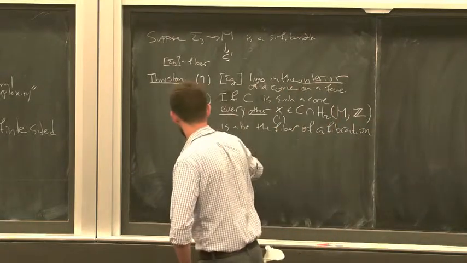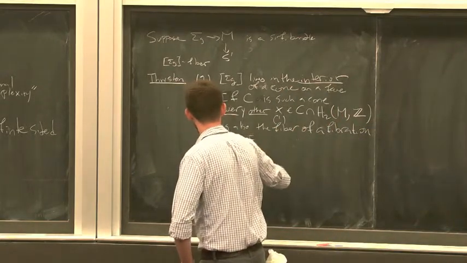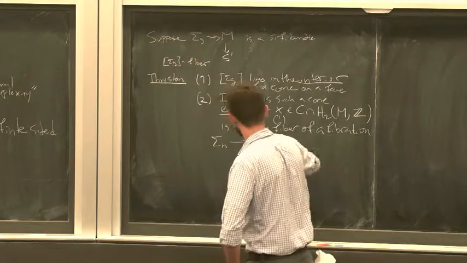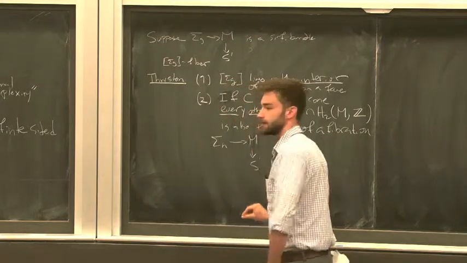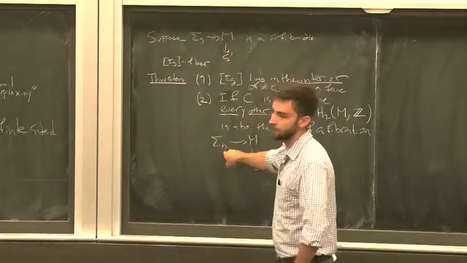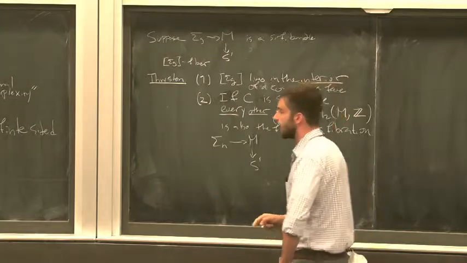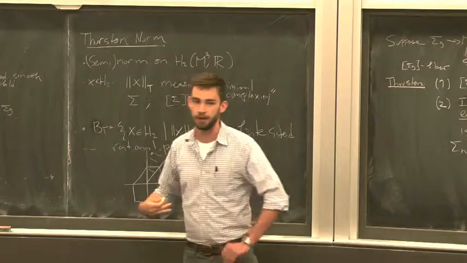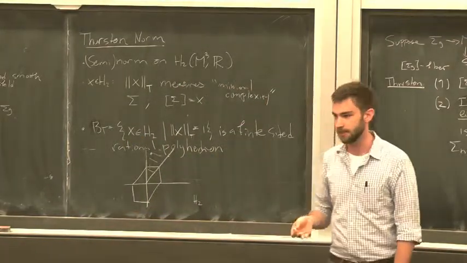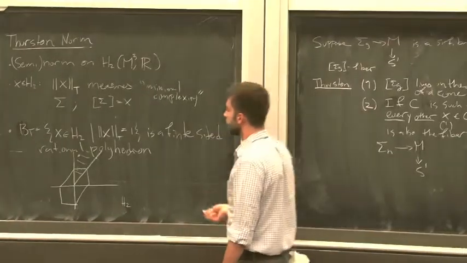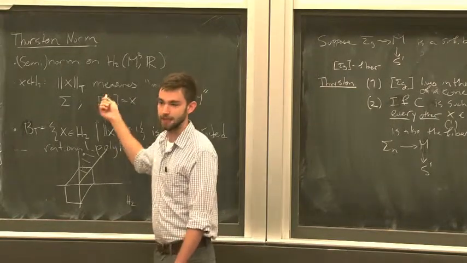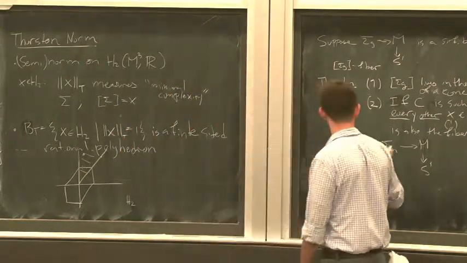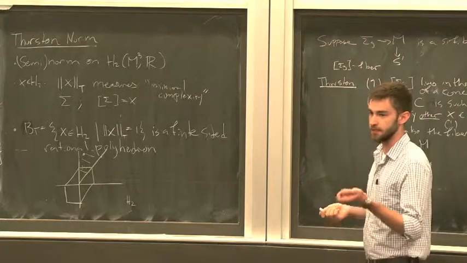So let's write it something like Sigma_h → M → S^1. So I've indicated here that the genus is going to be different. In fact, you can detect what the genus is of the fibering by evaluating it on the Thurston norm. Implicit in this is that fibers are minimal complexity. But it turns out that the value of the Thurston norm on a class tells you the genus of the fibering.